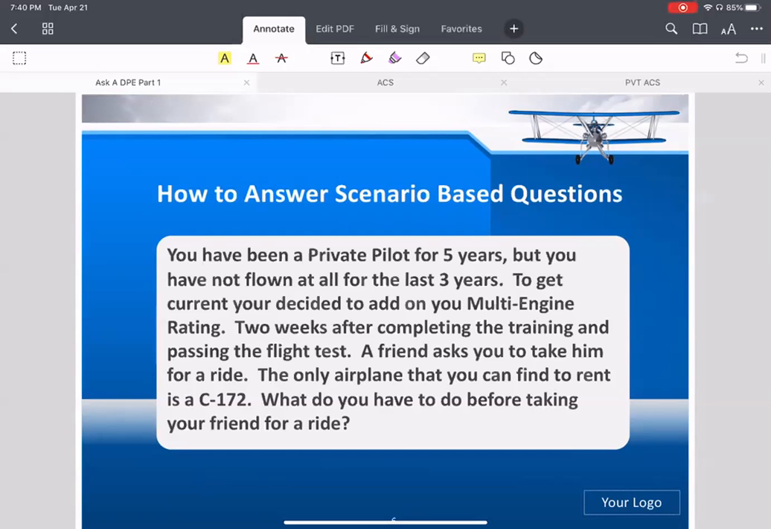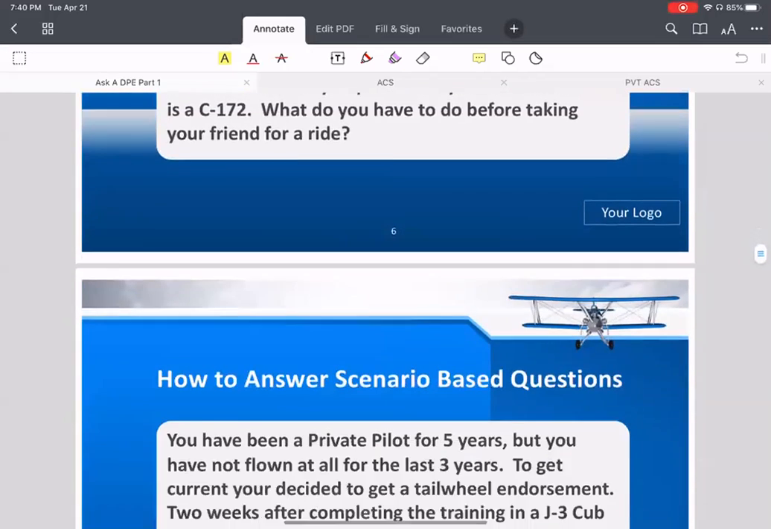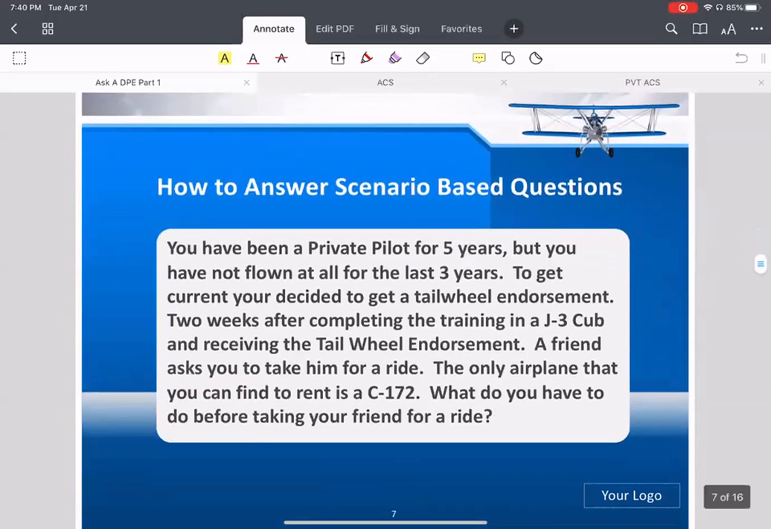So now I'm going to give you the exact same question, but from a slightly different perspective. You've been a private pilot for 5 years, but you haven't flown in at least 3 years. To get current, you decided to get a tailwheel endorsement. 2 weeks after completing the training in a J3 Cub, which is a tailwheel airplane, and receiving the tailwheel endorsement, a friend asks you to take them for a ride. The only airplane you can find to rent is a 172. What do you have to do before taking your friend for that ride? Have the 3 takeoffs and 3 landings in the C-172?